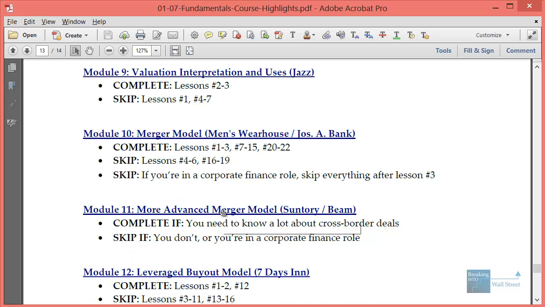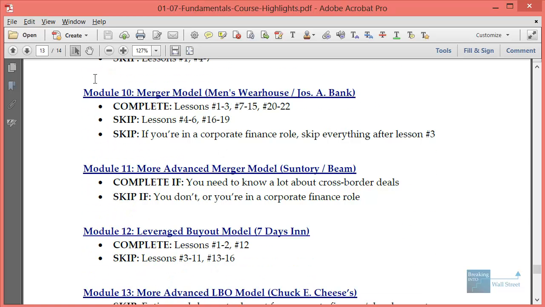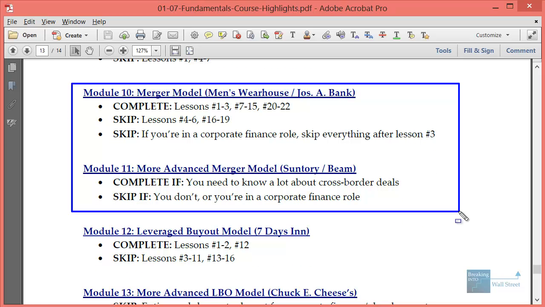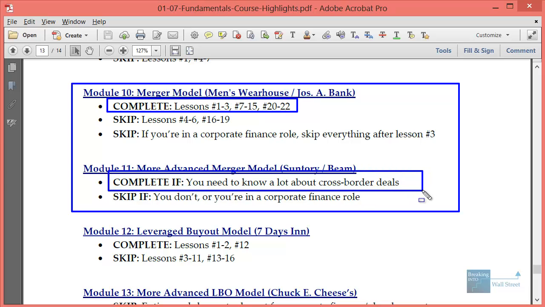And then the last few modules here, the merger model, if you're just in a corporate finance role, you can really skip this. It's not that important. Obviously, though, if you're in a corporate development role, then it's much more important because you're actually acquiring other companies. So you need to know something about it. And the more advanced merger model, if you're in a role where you're going to do a lot of cross-border deals or acquisitions, this now becomes more important.